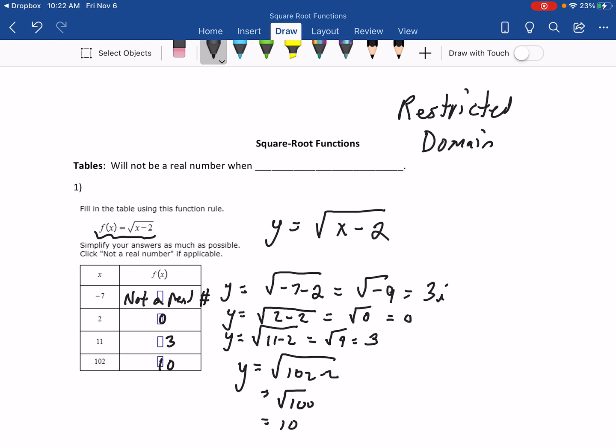domain, okay? So in order to get a real number, the inside of the square root, which you should remember is called the radicand, must be greater than or equal to 0, okay? Because we know the square root of 0 is 0, square root of 4 is 2, square root of 9 is 3, square root of 16 is 4, etc. But anything where the square root is negative is going to give us an imaginary number, something to do with i.